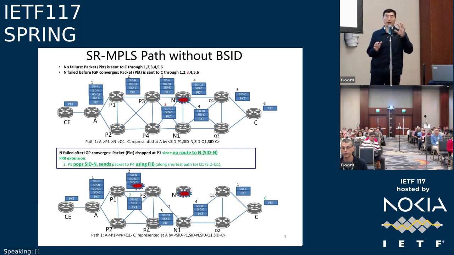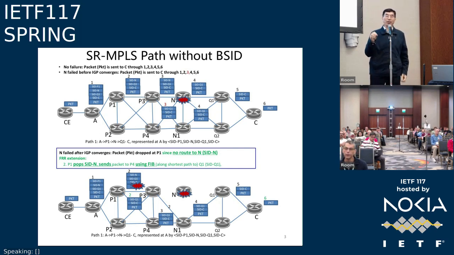On the top of this page, we illustrate the existing protection, that means the protection against the midpoint failure before IGP convergence. Here we have a path from node A to P1 and then to node N, node Q1, node C. In normal operation, after receiving a packet from CE, node A will push the SID list for the path into the packet. This is indicated by packet one.